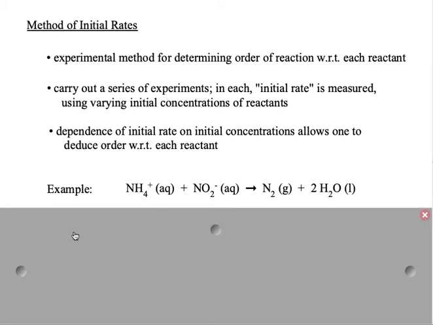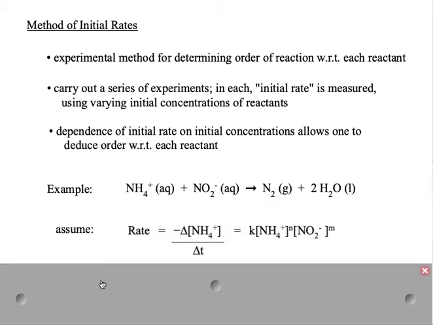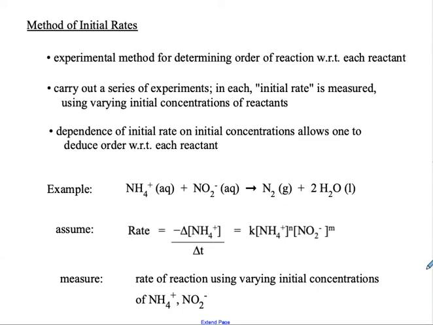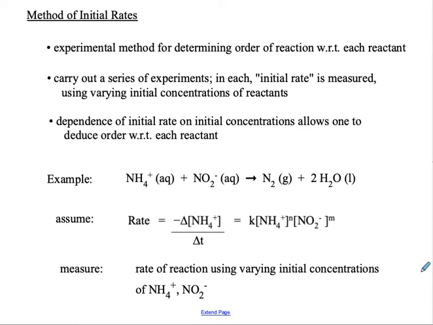Okay, so let's take an example. Ammonium ion reacts with nitrite ion to form nitrogen gas and liquid water. We'll begin by writing out a hypothetical rate law in which we simply write lowercase k for the rate constant and n and m as stand-ins for the orders with respect to ammonium and nitrite. And notice that we define the rate of reaction in terms of the decrease in concentration of ammonium. So we're going to measure the rate of reaction using varying initial concentrations of ammonium and nitrite.